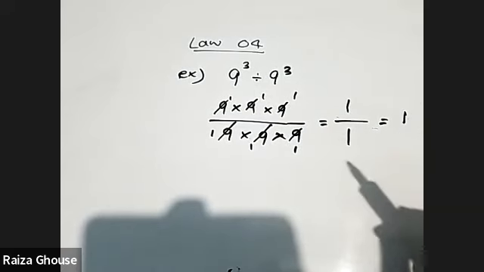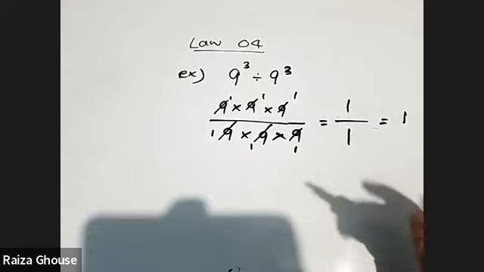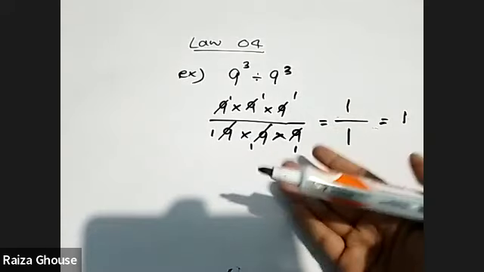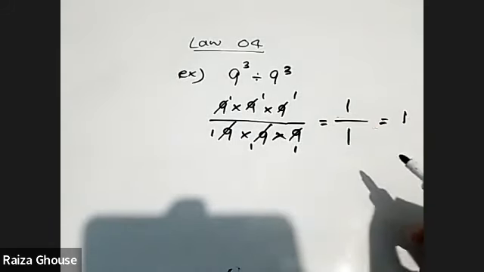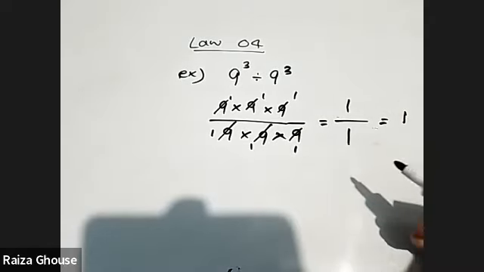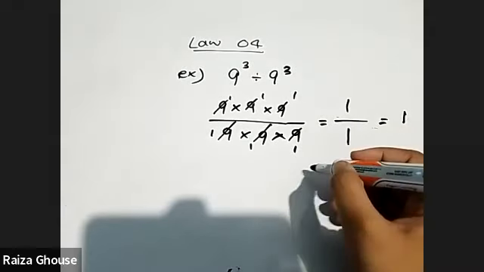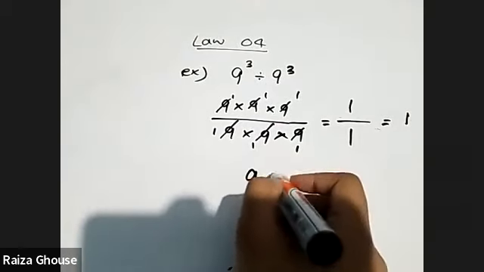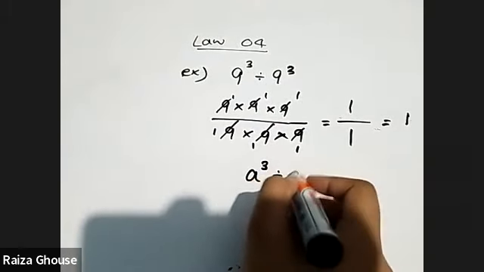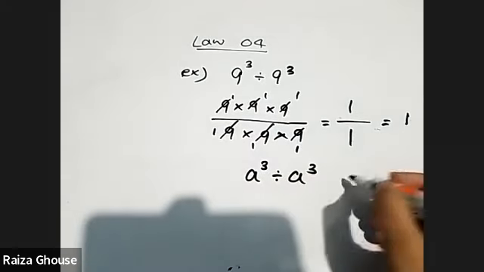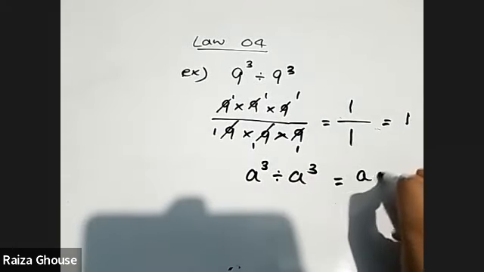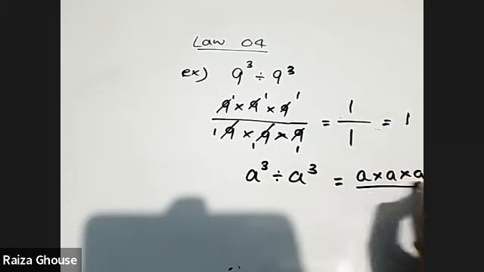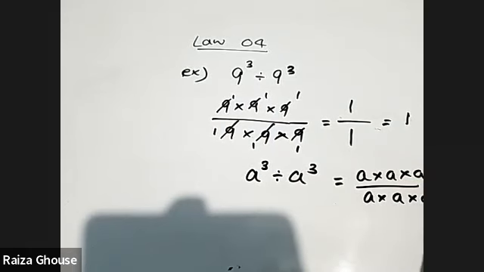Right? So what you have to understand is, if you get the same base to the same power, you can get it as zero index. That means the example is this, the format is this: a to the power 3 divided by a to the power 3, which is equal to a into a into a over a into a into a, that is 1 over 1, that is 1.